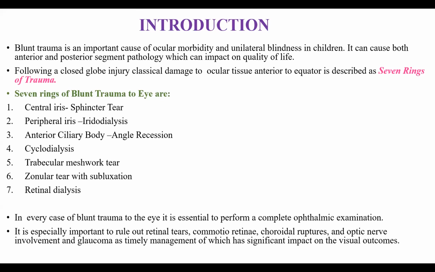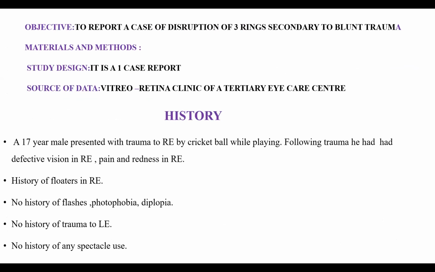dialysis. In every case of blunt trauma to the eye, it is essential to perform a complete ophthalmic examination. It is especially important to rule out retinal tears, commotio retinae, choroidal ruptures, optic nerve involvement, and glaucoma, as timely management of which has significant impact on the visual outcomes. The objective of the study is to report a case of disruption of 3 rings secondary to blunt trauma.